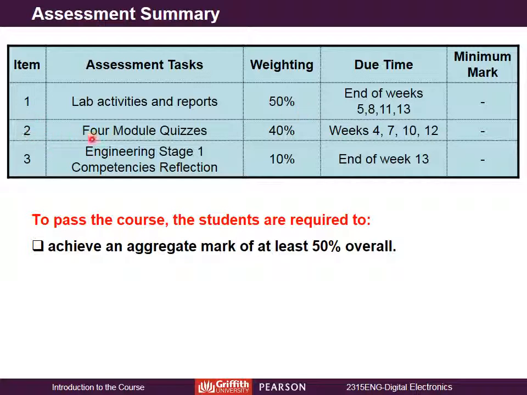The second one will be the module quizzes. Totally, we have 4 of them, and total weighting will be 40%. And you should do it in the correct time in the tutorial sessions. In the last assessment item, you are required to write a reflection report on the guest lecture in week 12. The weighting will be 10%, and you have 1 week to finish it. For more information about this assessment, you can refer to Learning at Griffith.